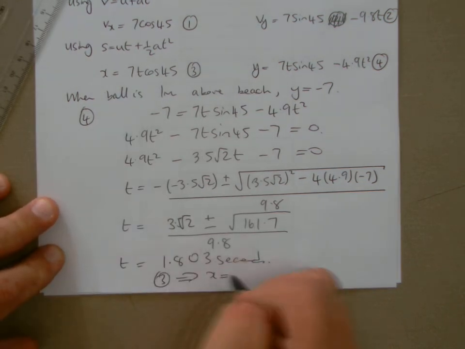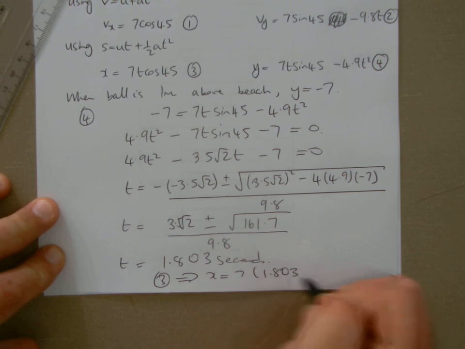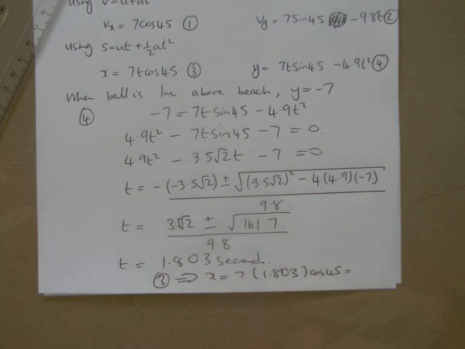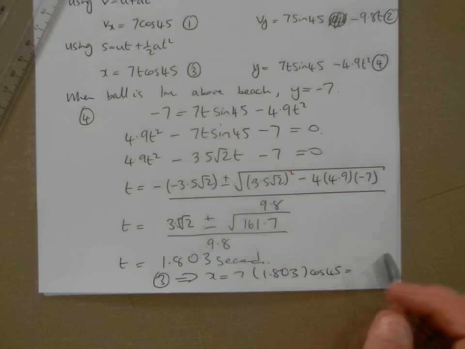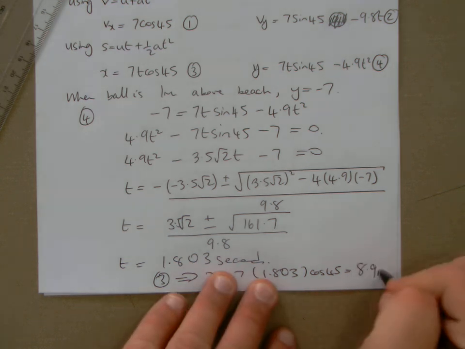So then to get the horizontal, I'm just going to sub it in there, so x will equal 7 times 1.803 cos 45. So if I do that on my calculator, 7 times cos 45 times 1.803, I get 8.9 meters.